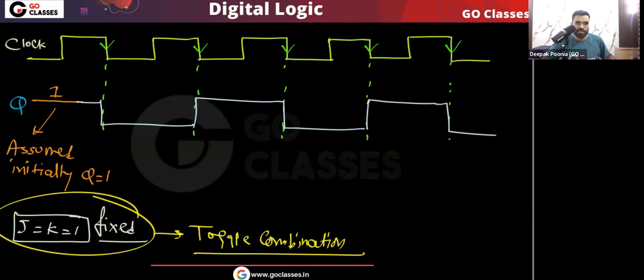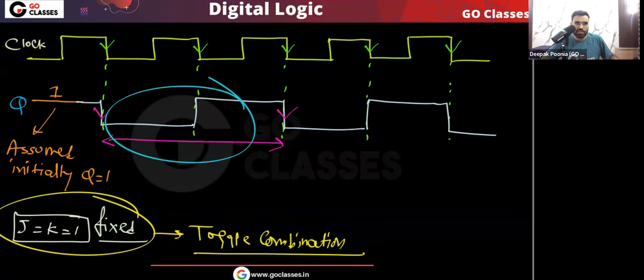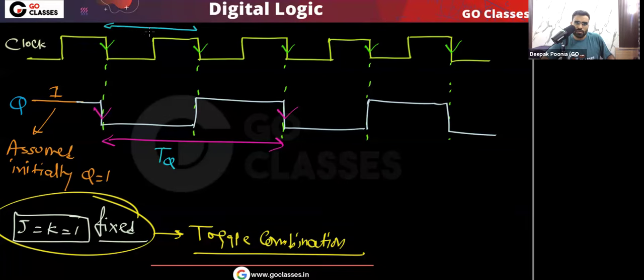That's it. Now you can easily see that the frequency is half of the frequency of the clock signal, because if you see the cycle time, between two consecutive falling edges, this time duration is the cycle time, and this cycle time is double the cycle time of the clock signal.